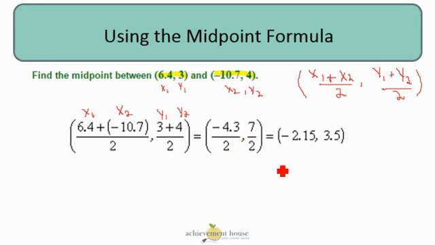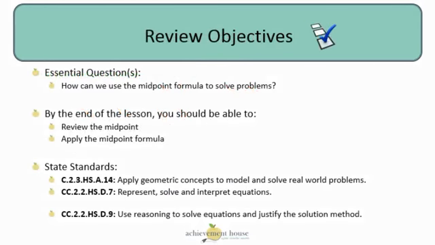And then you simply divide those values by 2 and you get your midpoint of the segment with endpoints 6.4, 3 and negative 10.7, 4. And so the midpoint is negative 2.15, 3.5. So how can we use the midpoint formula to solve problems? Well, it will help us find the midpoint of any segment or any side of any polygon. So now we can use that information to help us classify and identify polygons.